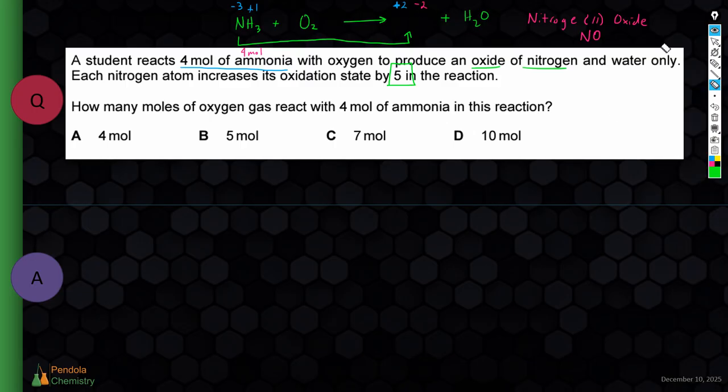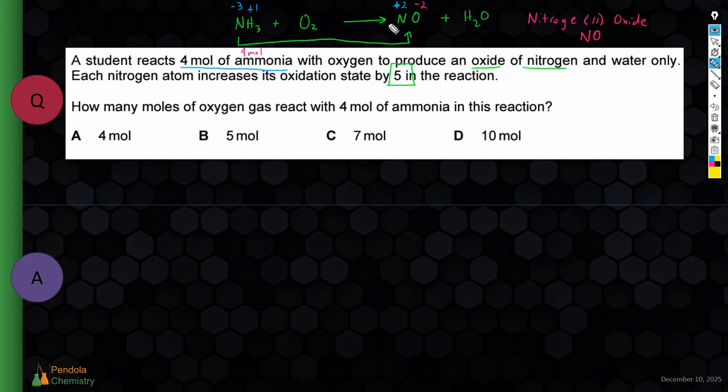So if this is a 1-to-1 ratio, we can now replace this X and Y with simple 1s, or essentially just make this NO. Because we know this is a compound. It produces an oxide of nitrogen, meaning a compound of nitrogen and oxygen. So they have to be neutral. So this is just going to be NO. From that, we can simply balance this equation. Once we get to this point where we know what NO is based on that oxidation number increase, we can just balance out this equation and get our answer.